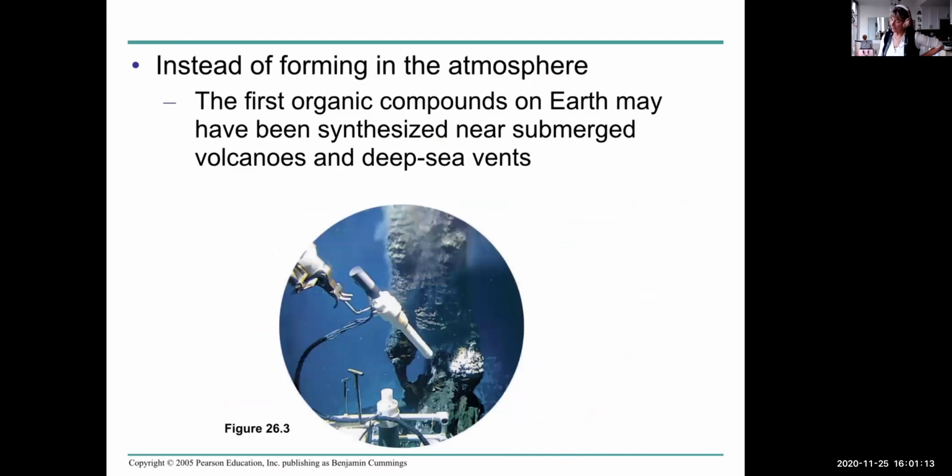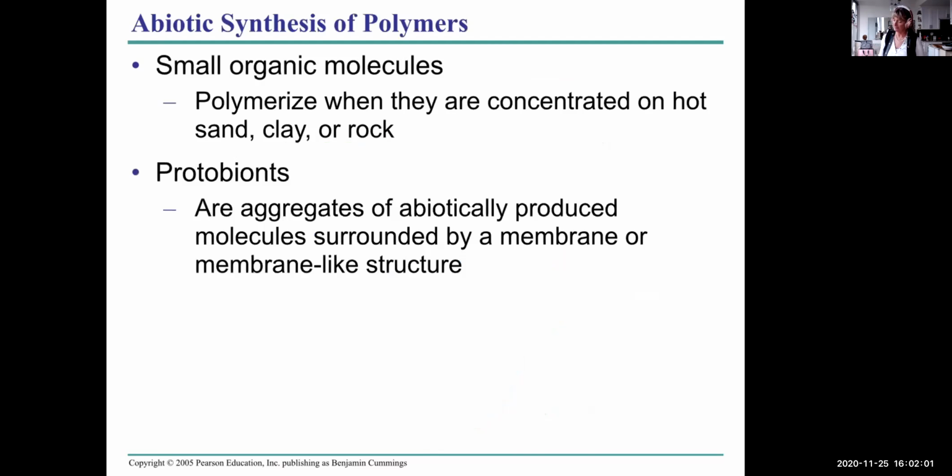So instead of forming in the atmosphere, however, the first organic molecules probably synthesized somewhere near submerged volcanoes and deep sea vents. So this is a deep sea vent along the mid-Atlantic ridge. It's very warm there. It's very hot, and the environment is conducive to the forming of oily droplets from organic molecules, and oily droplets, because oils attract each other, are able to form in water fairly easily. And that's what's thought to have happened.